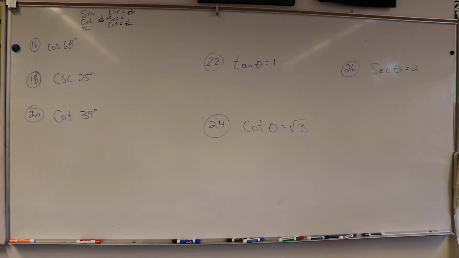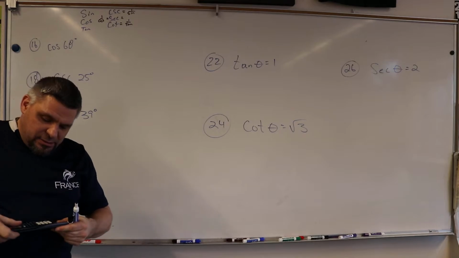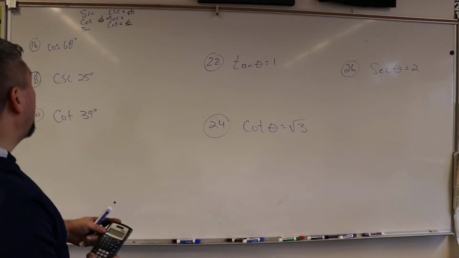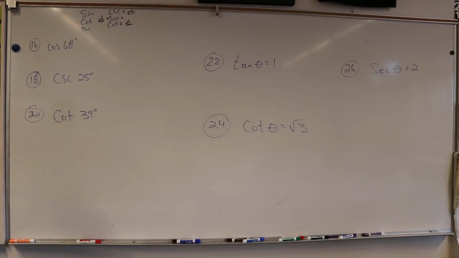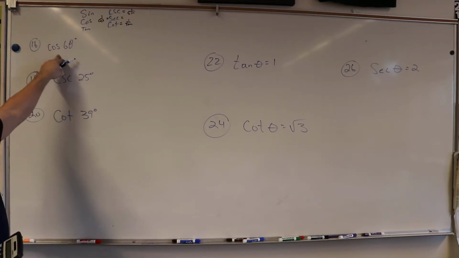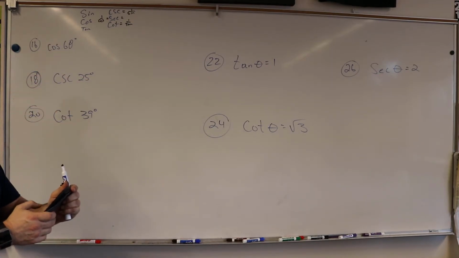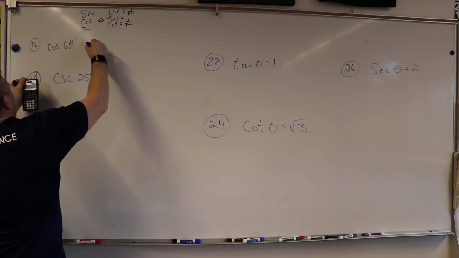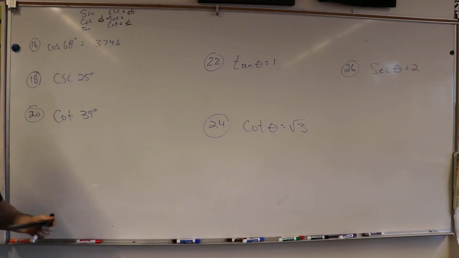So to be able to do these, now cosine, I have that in my calculator, right? So I can just bring up my calculator. I would just go, okay, cosine 68 equals, and it comes up 0.3746. That's easy, right? But to plug this one in, this is cosecant, right?